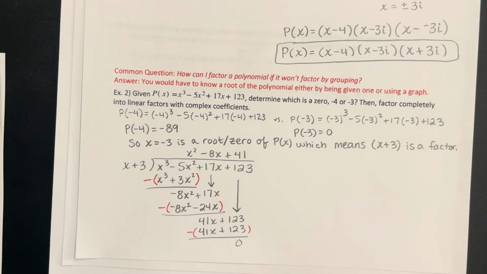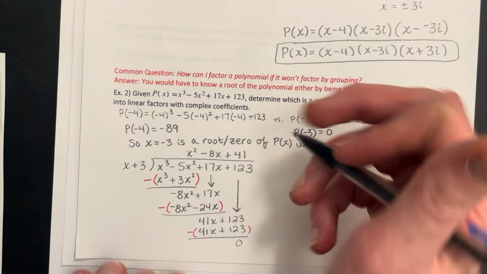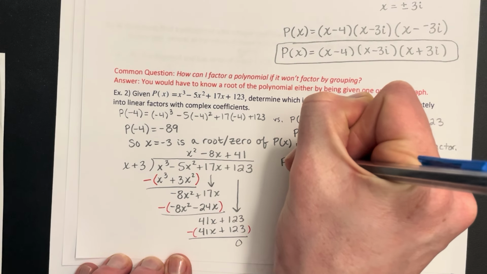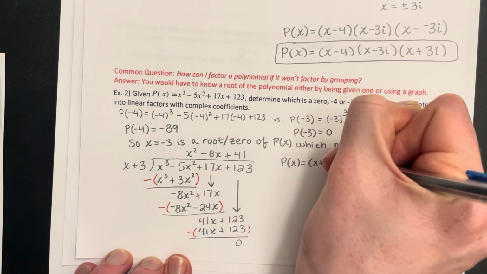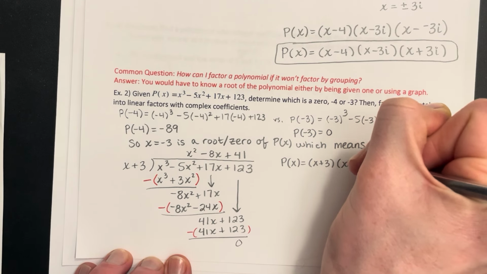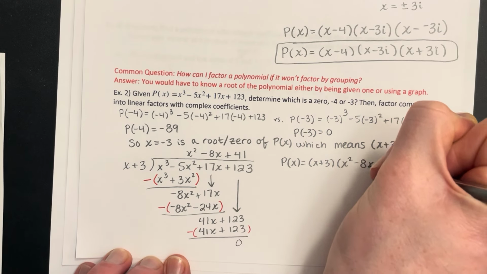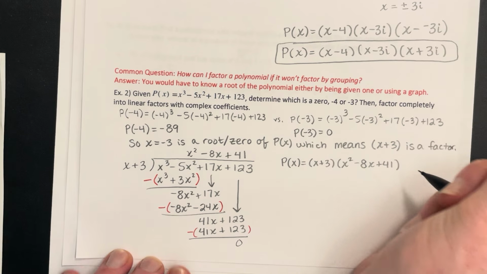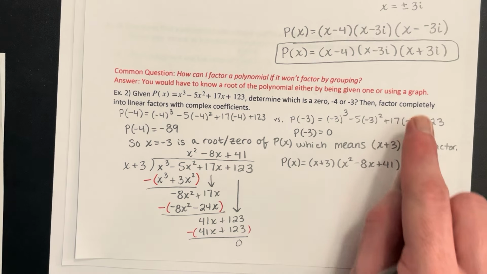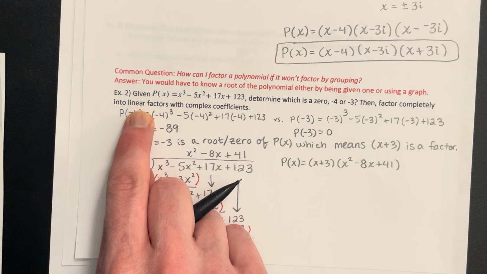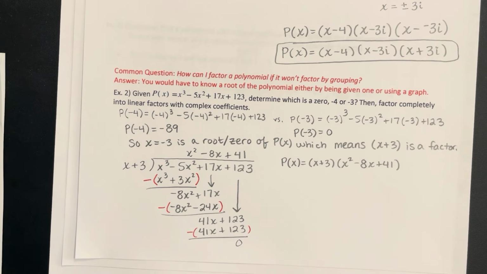And that shouldn't really be surprising since we knew that x plus 3 was going to be one of the factors. But that helps me figure out that p of x could be written as x plus 3 times x squared minus 8x plus 41. Now this is a linear and irreducible quadratic factor since that does not factor more. But we want to factor this completely into linear factors with complex coefficients.